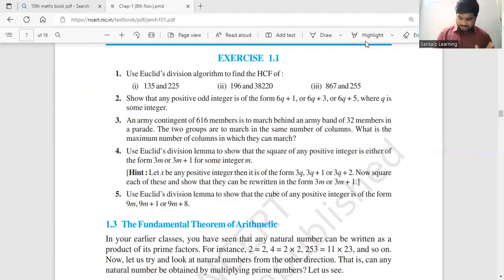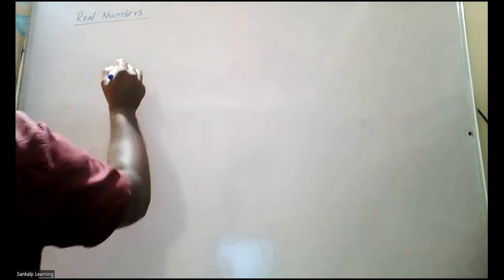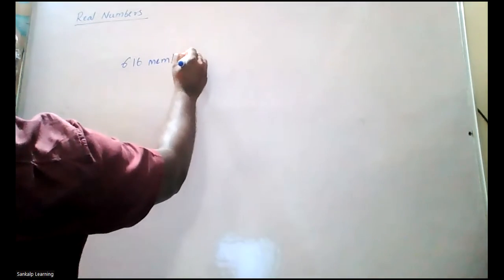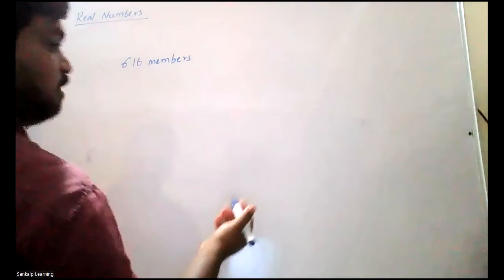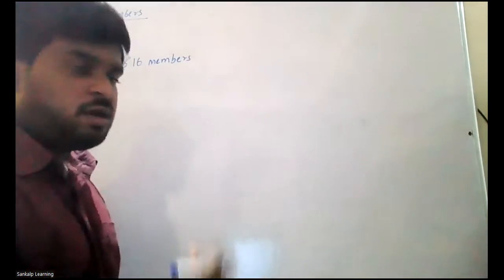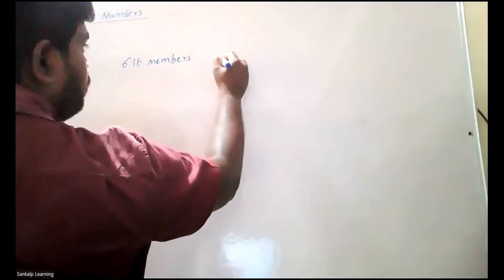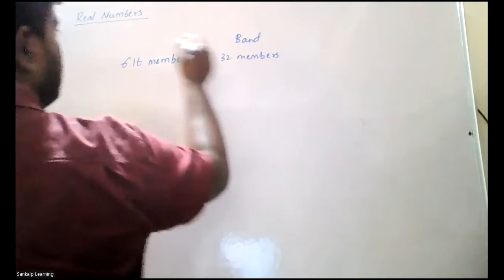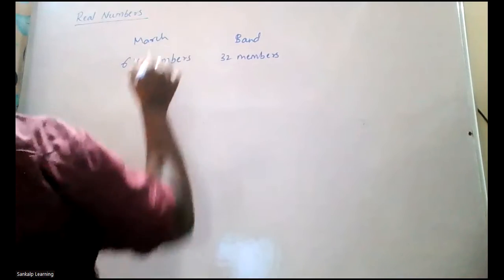Okay. A very simple question, but also a very tricky question. Now listen, there are 616 members. These people are going to march behind the band people, isn't it? We have observed even in our school, the band people go in the front and the others follow them, right? The people who march go behind them. So we have got 32 members in the band, and these people are for marching.